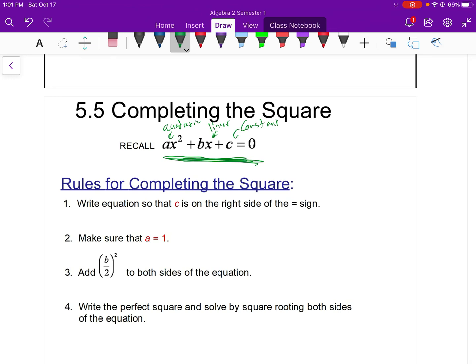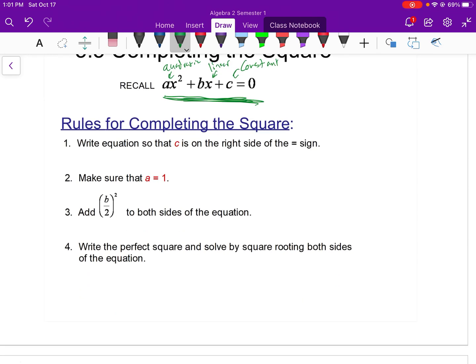Then from there, what you need to do is make sure that your a value, so the coefficient with your quadratic term, is 1. Okay, and then once you have that, you're going to take half of that b value and square it. And you're going to have to add it to both sides. Again, our rule of equality, okay? Whatever you add to the left side, you have to add to the right side. And then from there, once you add that value on the left side where you have the quadratic and the linear term, now you have a constant term as well. That's going to be a perfect square. Okay, that's your actual step of completing the square. And then from there, we can square root both sides of the equation.